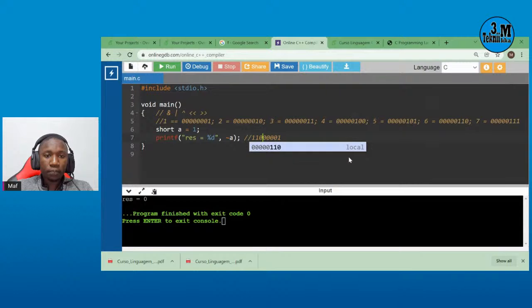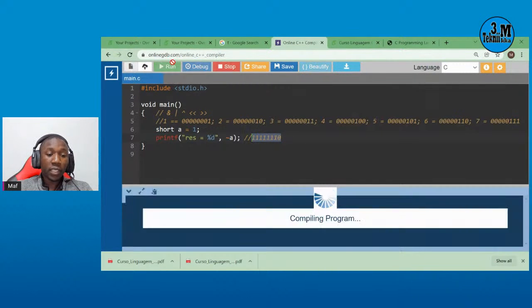Now this is 1. This is 1. Whenever I find a 1, I put a 1. When I find a 0, I put a 1. If I find a 1, I put a 0. This is the negation of this number.